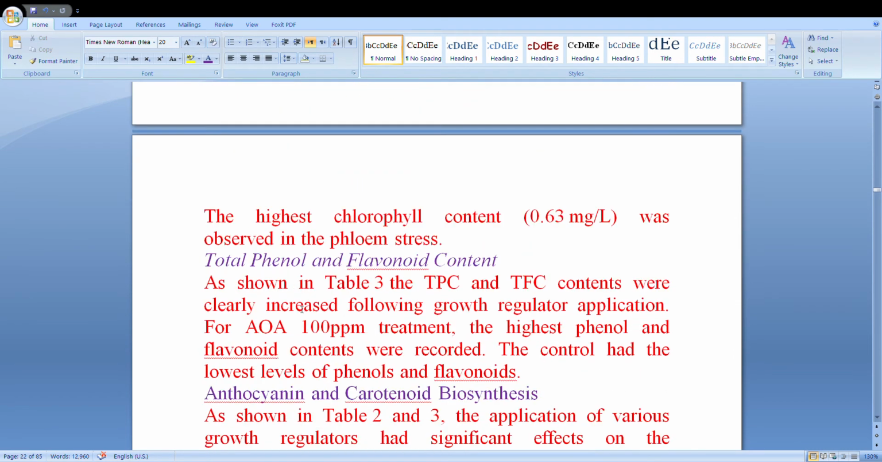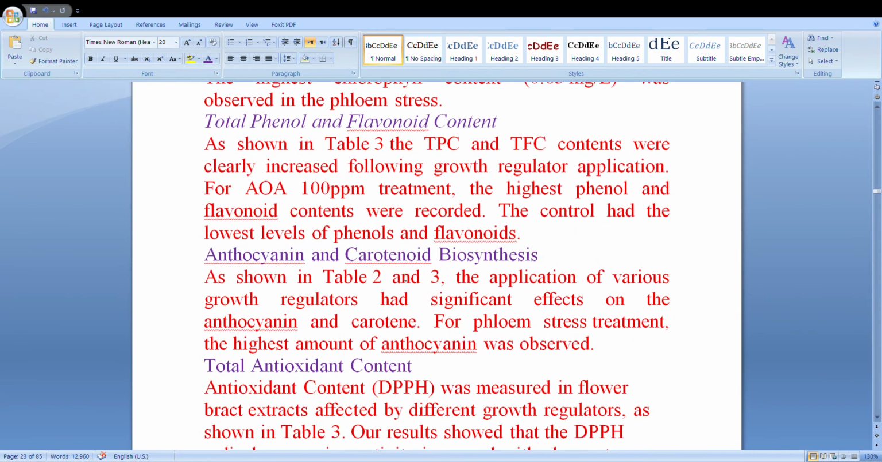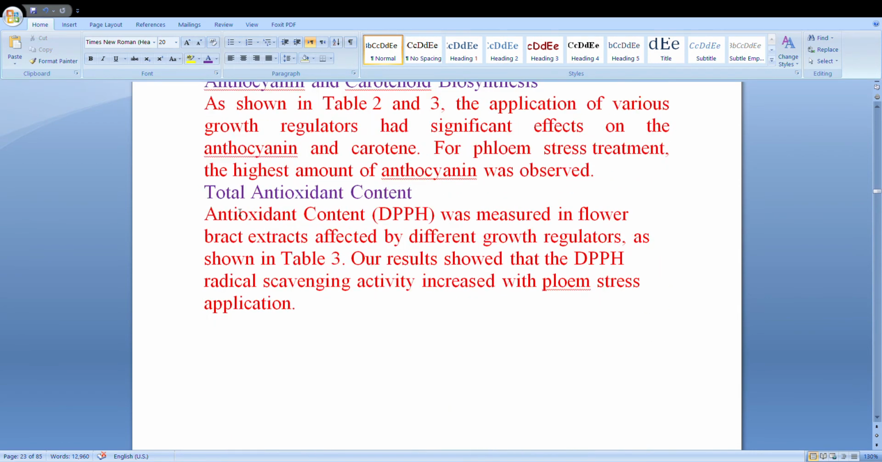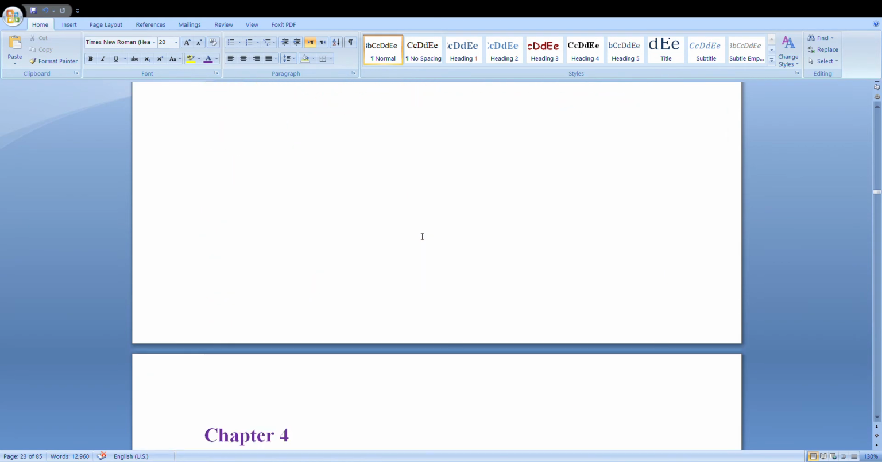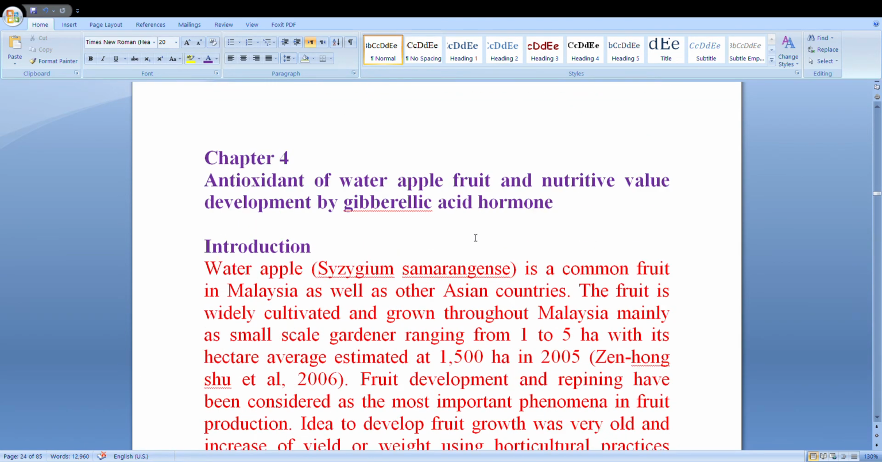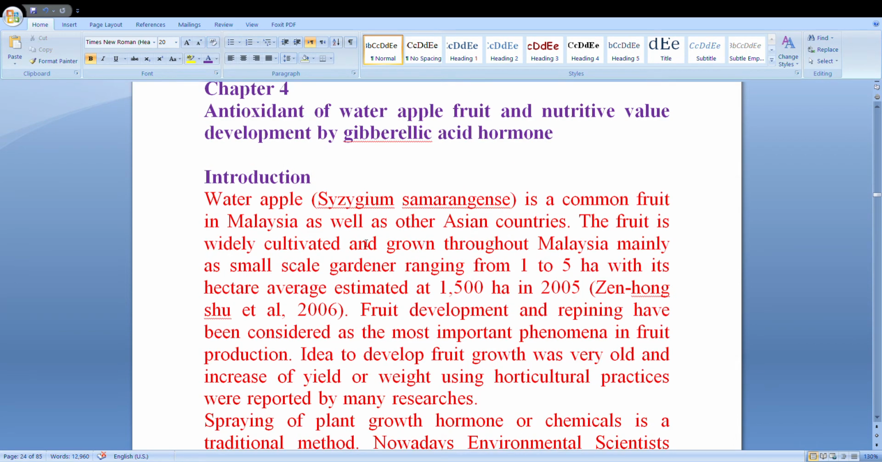Then others: total phenols, controls, and total antioxidant content, which we already discussed. Now we can see Chapter 4, antioxidants of water apple or wax apple fruits, and nutritional value development by gibberellic acid, a plant hormone. This is the other topic.